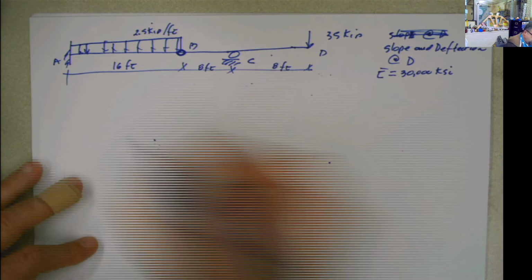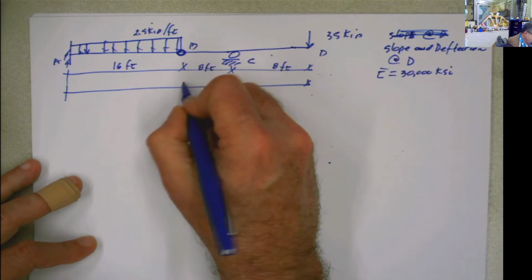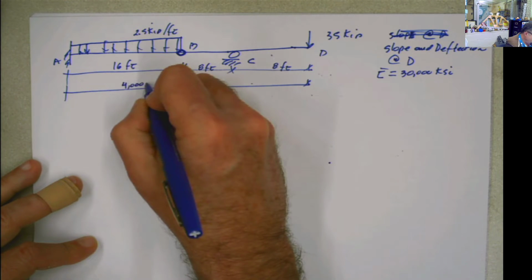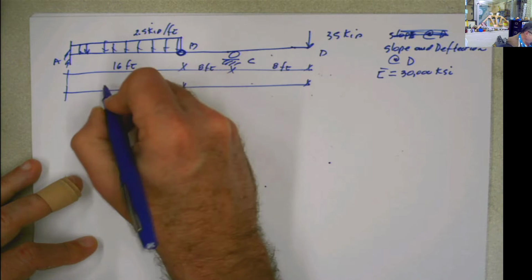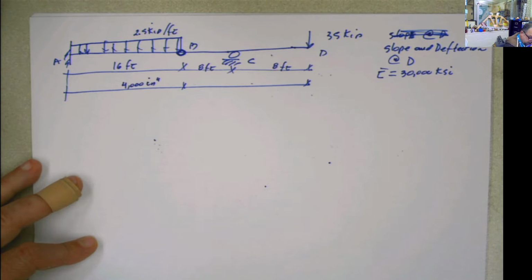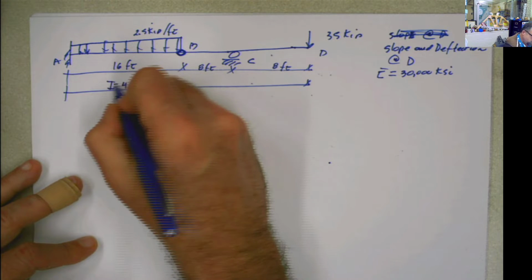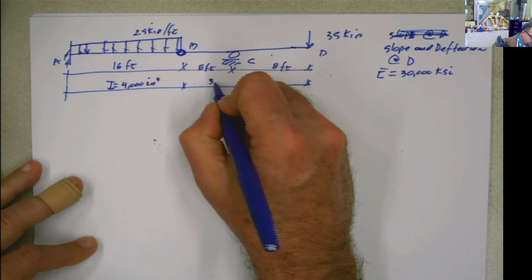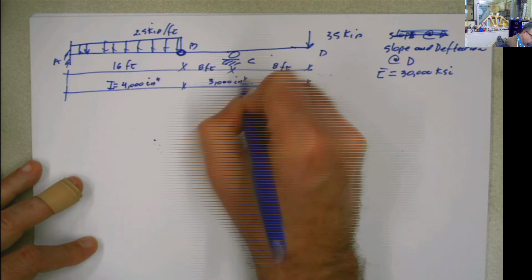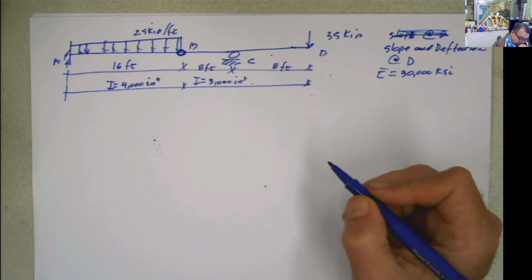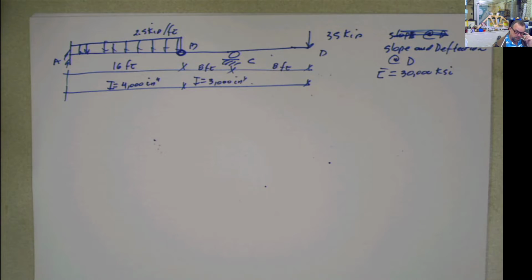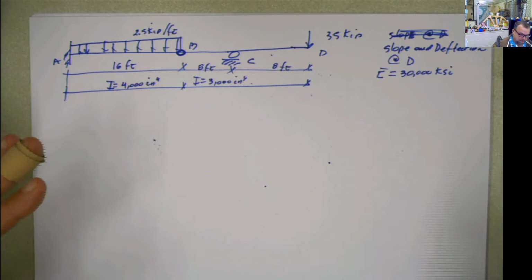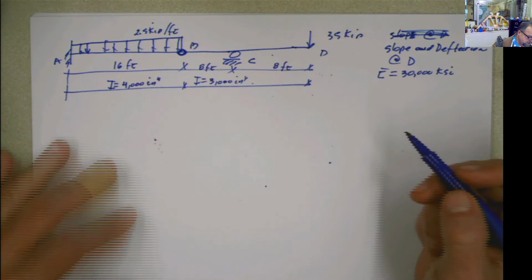And the cross-sectional area is going to change. So for this part, it's going to be 4,000 inches to the fourth. I mean, by the cross-sectional area, I mean the moment of inertia, because it's the part that is affected. And in this part it is 3,000 inches to the fourth. Not the cross-sectional area, but the moment of inertia. The cross-sectional area would be really important if we were dealing with axial forces, but we're dealing only with moment, M divided by EI, E is constant, and I is changing like that.